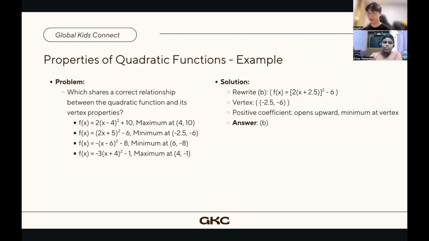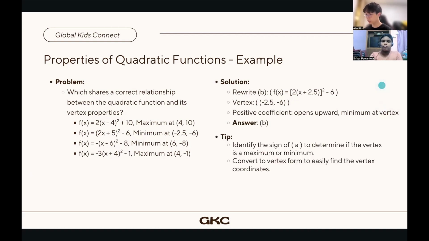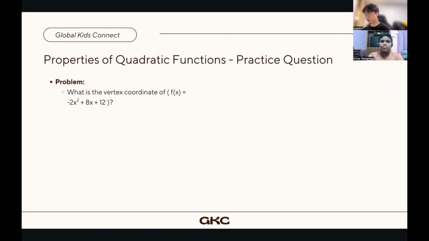And so the solution is the same. And then a tip is to identify the sign of a to determine if the vertex is a maximum or minimum first, and then to convert to vertex form to easily find the vertex coordinates. And so, yeah, we can take another look at a practice question. So what is the vertex coordinate of f(x) equals negative 2x squared plus 8x plus 12?